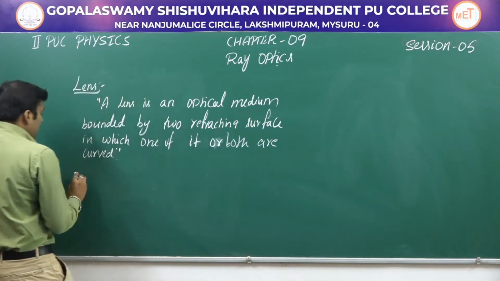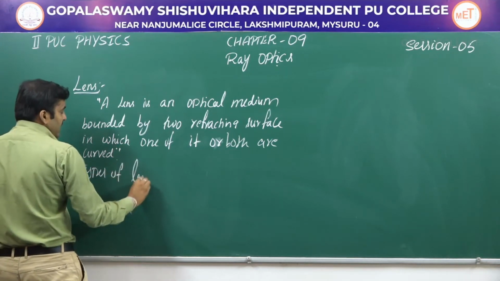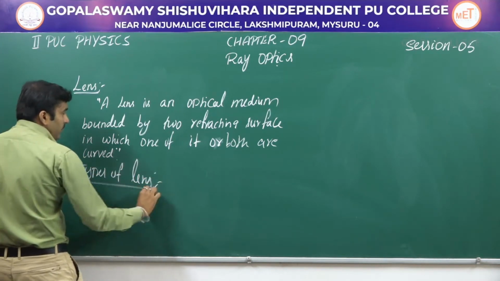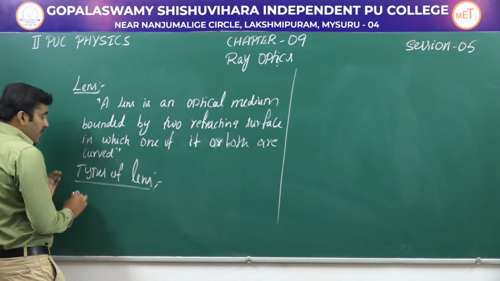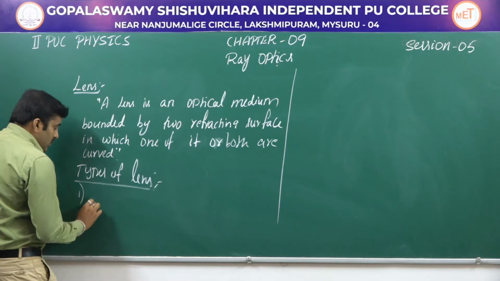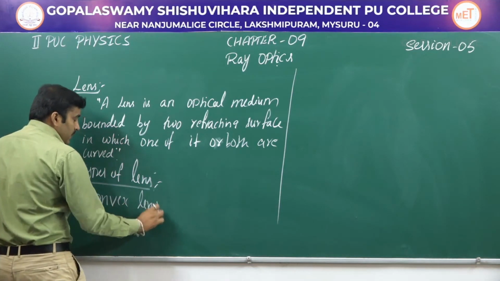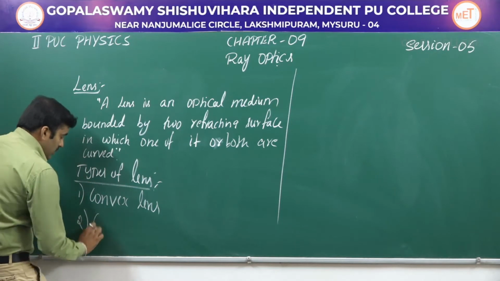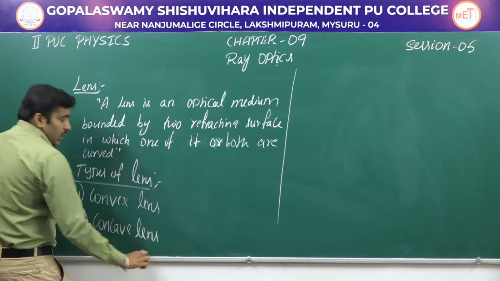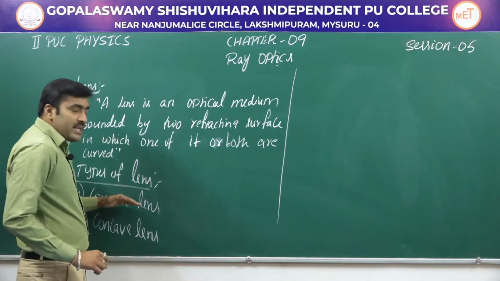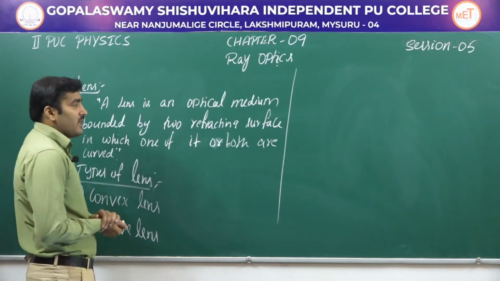Well, now let us look at the types of lens. Okay, let me write it here. Types of lens. So we have basically two types of lens. One is a convex lens and the second one is a concave lens. Okay, so we have two basic types of lens, convex lens and concave lens.